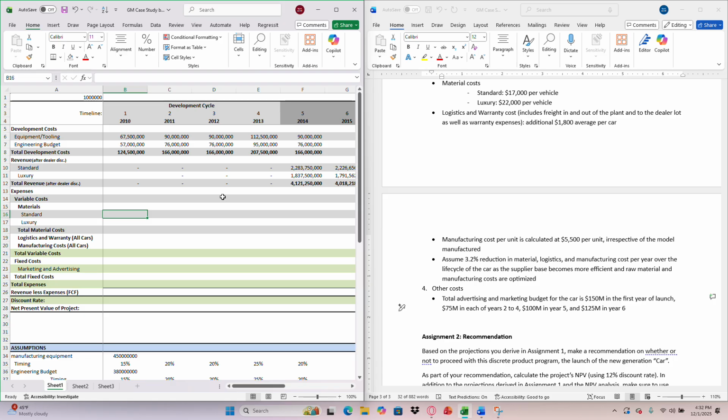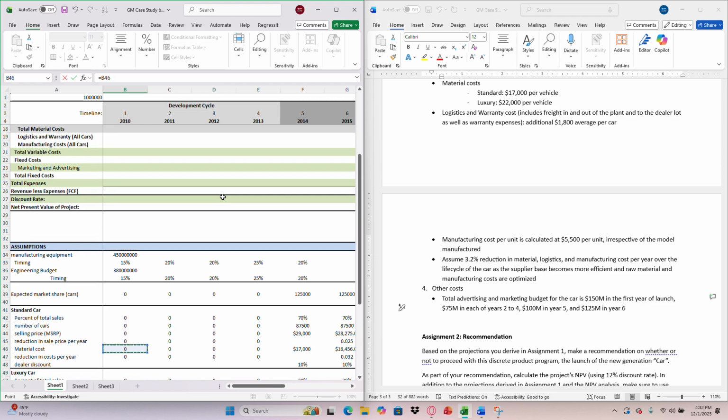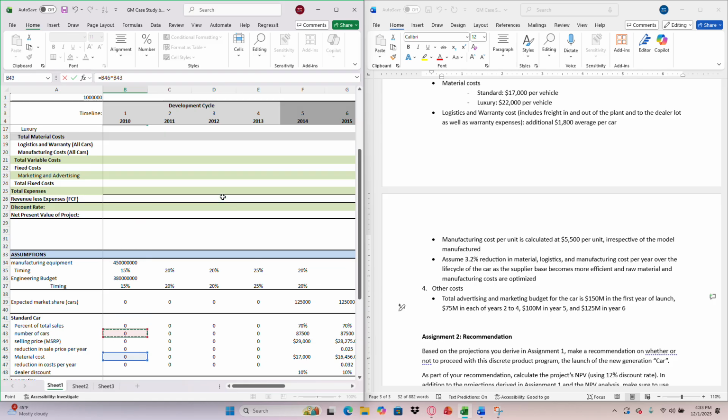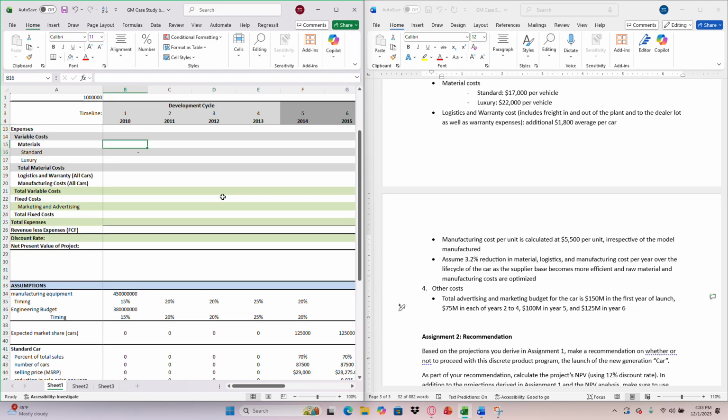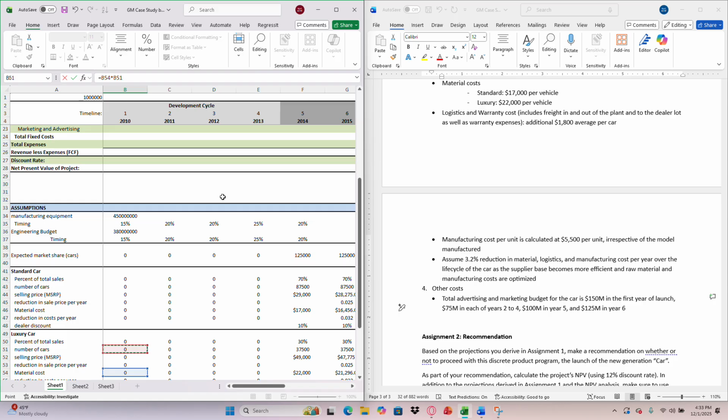And we're going to go down to standard cars, and find what our material cost is, which again is going to be 0 to begin with. But we know that it's going to be our material cost times our number of cars, which is this. And we're going to do the same thing with luxury. So we want to take our material cost and multiply that by number of cars.